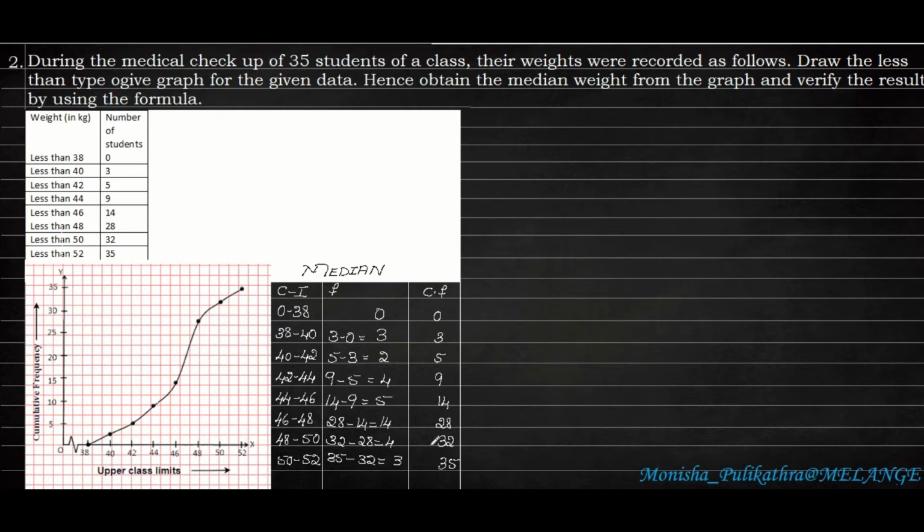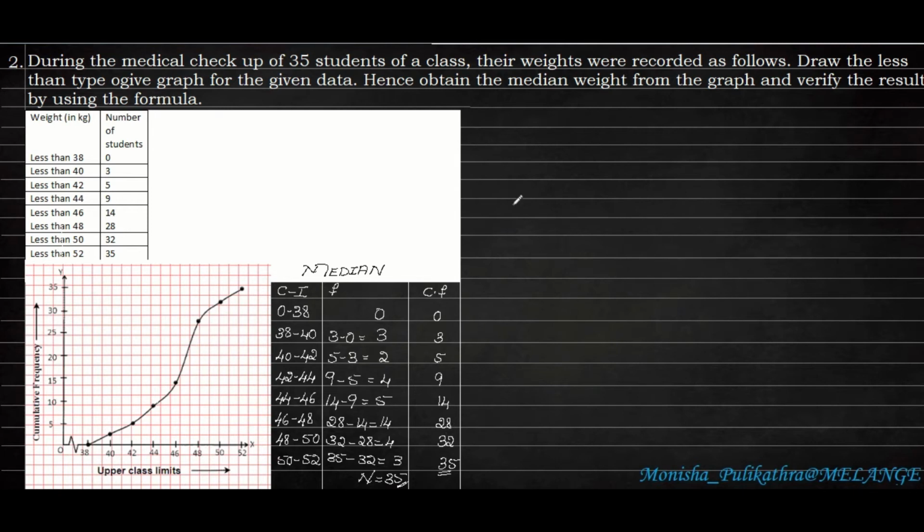Okay, so next we have to confirm whether the given values are right or wrong. For that, the last number of the cumulative frequency should be equal to the grand total of the frequency. So here n will become 35, and the last number of the cumulative frequency is 35. So whatever we have calculated is correct.